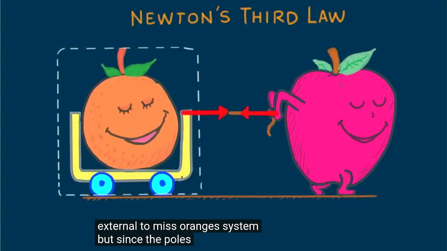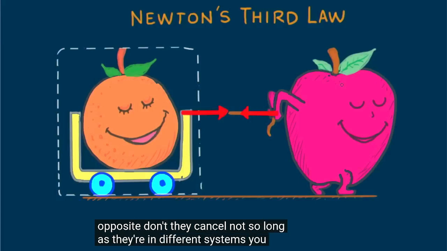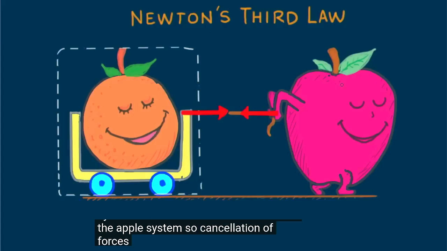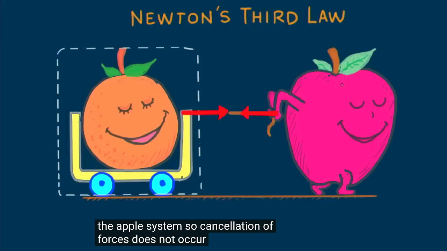But since the pulls are equal and opposite, don't they cancel? Not so long as they're in different systems. You can't cancel a force on the orange system with an outside reaction force on the apple system. So cancellation of forces does not occur.